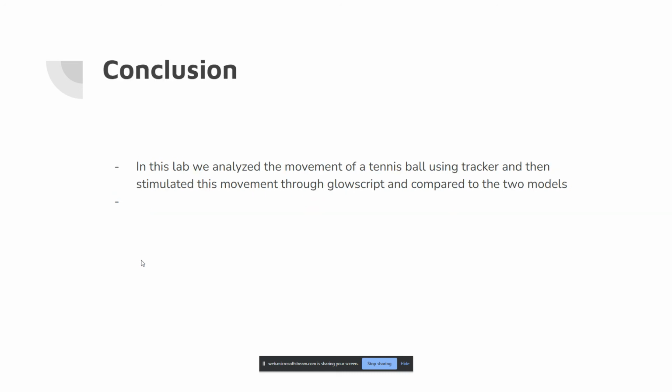In conclusion, in this lab we analyzed the movement of the tennis ball using the tracker, and then simulated this movement through a VPython script, assuming that F net was equal to 0, and compared the two models. As we said before, initially the VPython script was relatively representative of the data from the real world, but later on it started to veer away because we ignored these other forces that made a bigger difference as time continued.